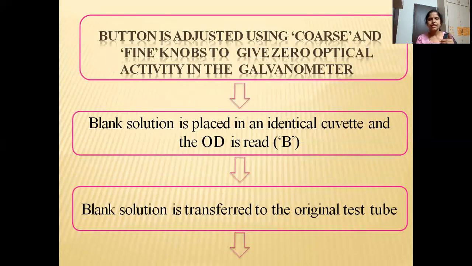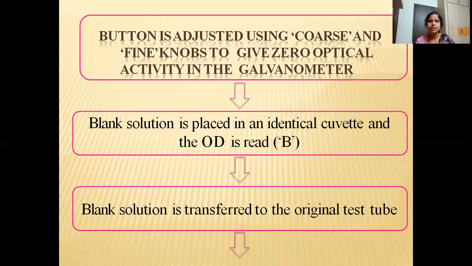Then you have to adjust the knob. Suppose we are taking distilled water: distilled water will have zero absorbance, 100% transmittance. So you have to adjust the knobs for 0, and if you are adjusting for transmittance, it should be 100% transmittance. Then what we have to do is take out that cuvette.